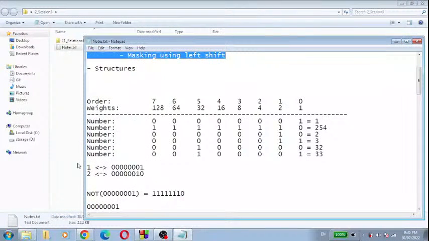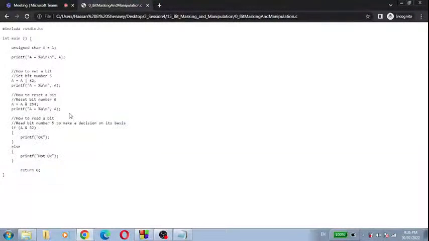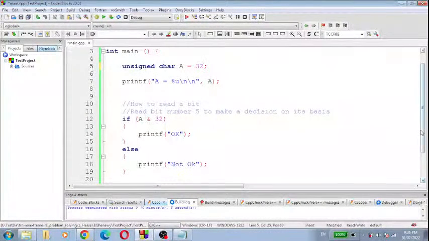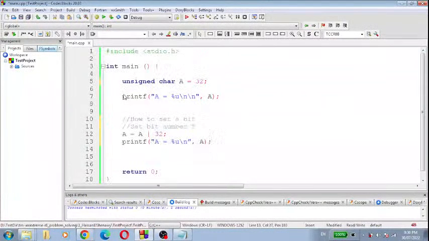Okay, I don't need this anymore. I'm going back to the same example actually. So let's get it from its beginning. It's 1 now. A is going to be 1. How to set a bit? Okay, I need to set bit number 5. How could I achieve this?